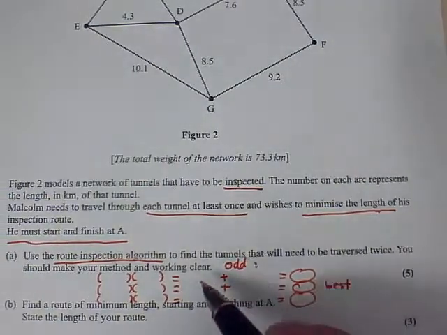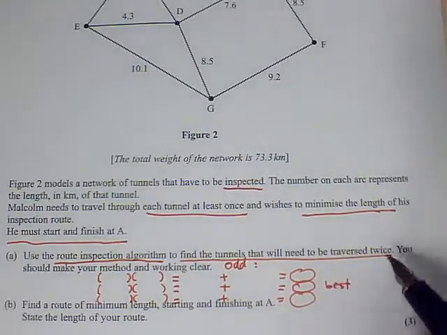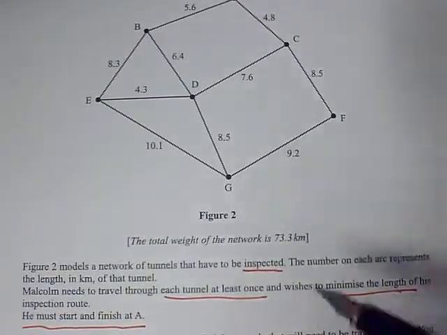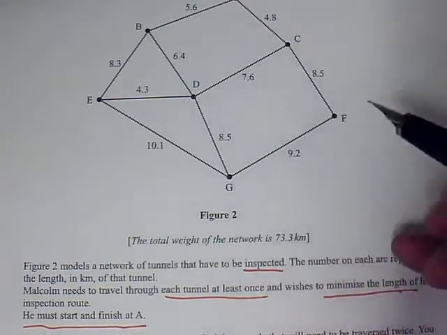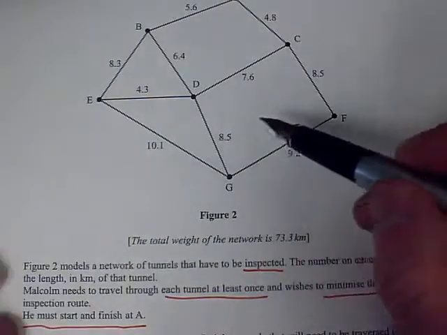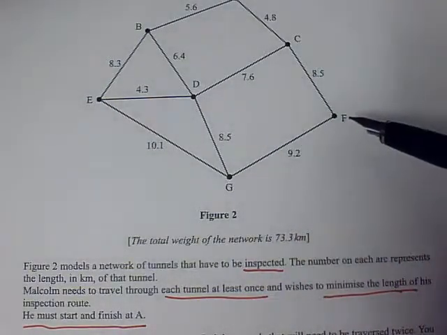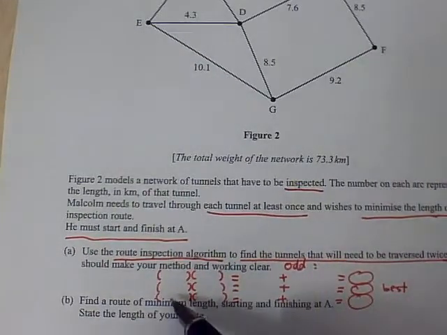But what does it ask for? We need to find the tunnels that will need to be traversed twice. Okay, so suppose you decide that there's a section from D to F. One of your brackets is D to F, and that needs repeating. It won't be because they're even, but never mind. If it was D to F, there is no tunnel from D to F. So it doesn't want you just to write out this pair and this pair, because they may not be tunnels.